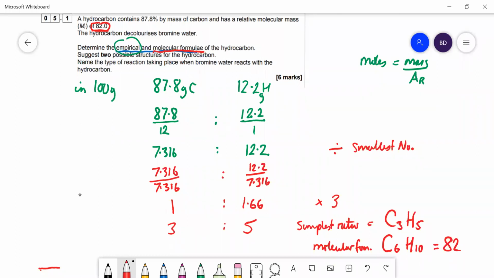Okay. Now suggest 2 possible structures for this. Right. Now let's just do this last bit here where it says the bromine water will react with that. It must have double bonds in it. Okay. What kind of reaction is that? When Br2 reacts with it, it's an addition reaction. It's actually electrophilic addition, but I'll just write addition. The bromines add across the double bond.